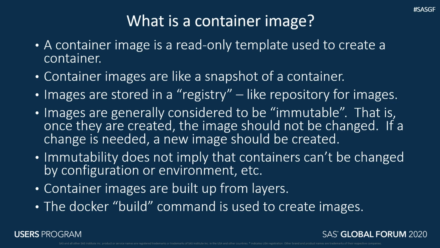Container images are stored in a registry, like a repository for images, such as a Docker registry. Images are generally considered to be immutable. That is, once they're created, the image should not be changed. If a change is needed, a new image should be created. We'll talk more about that in a moment, but the idea is that the layers of software, configuration, and provisioning used for an image are intended not to be modified. It is specified and set up and then serves as an immutable image.